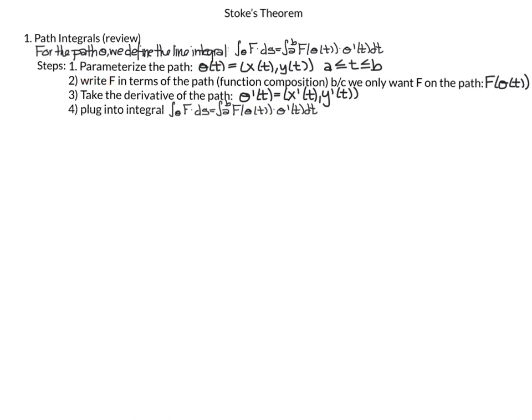Second, write f, our vector field, in terms of the path using function composition because we only are interested in f on the path. So we do f composed with sigma of t. Take the derivative of the path, that's sigma prime of t, which is just x prime of t, y prime of t. And finally, we plug into the interval so that our path integral here will be equal to the integral from a to b, f of sigma of t, our function composition, dotted with our derivative.